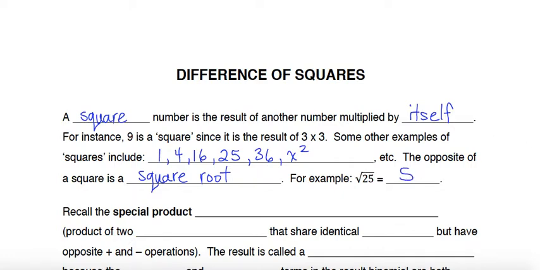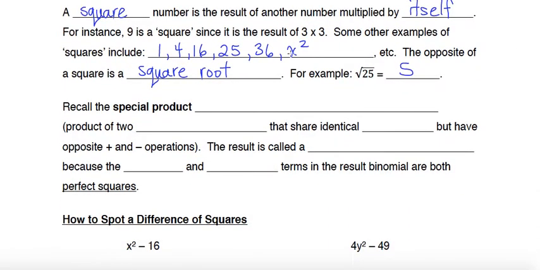Recall that the special product of a plus b times a minus b was equal to a squared minus b squared. This is what we call the difference of squares. Right here, this a squared minus b squared is the difference of squares. It's the product of two binomials. Remember, a binomial is an expression that has two terms. A plus b is a binomial and a minus b is a binomial that share identical terms.